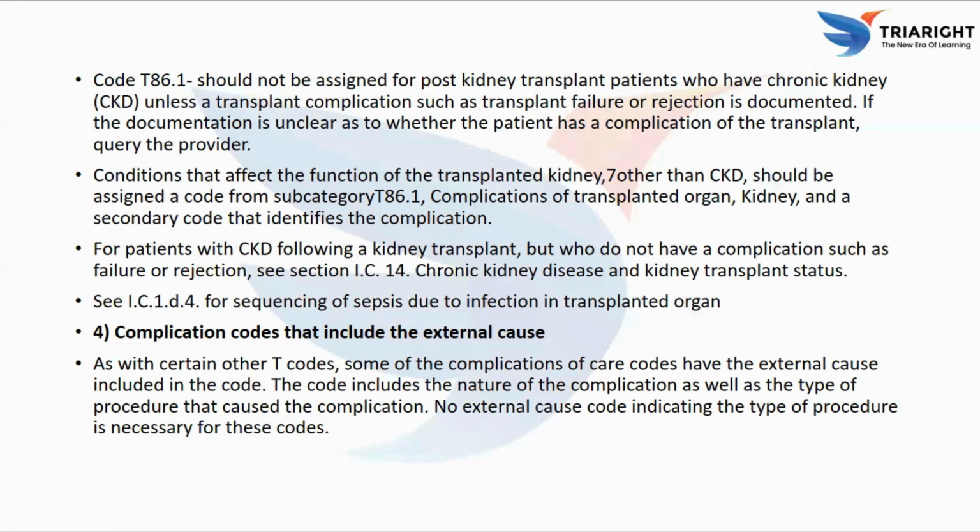For example, there is a mechanical complication of a prosthetic device and there is also a post-procedural hemorrhage. So the T code alone is sufficient for it. So adding external cause codes is unnecessary in this case.